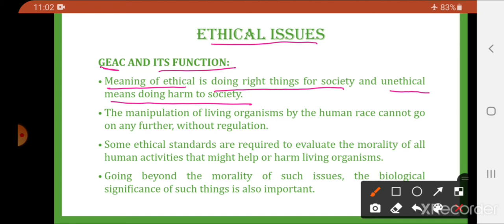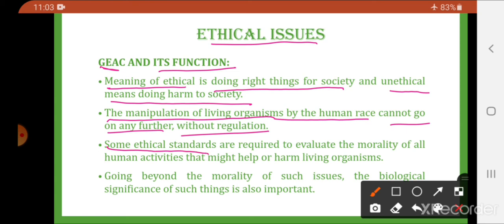Now through transgenic animals हम क्या कर रहे हैं? Animals के genetic normal composition को change करके उनको हम दूसरी जीन्स ऐड करके उनको मैनिपुलेट कर रहे हैं. सो क्या ये चीज़ प्रॉपर है? एनिमल्स अपने फ़ायदे के लिए एनिमल्स को यूज़ करना, is that ethical or not? The manipulation of the living organisms by human race can not go any further without regulation. अगर कोई रूल्स एंड रेगुलेशन नहीं है तो ये प्रॉपर चीज़ नहीं है.